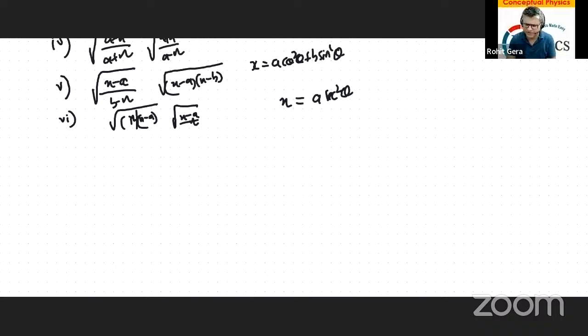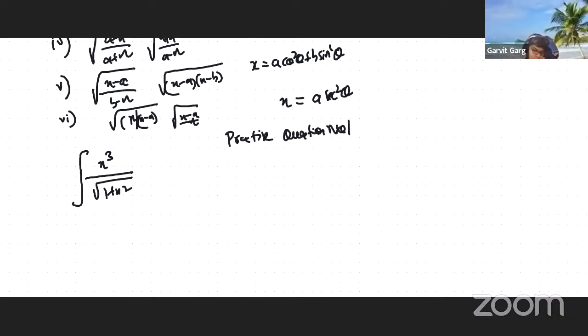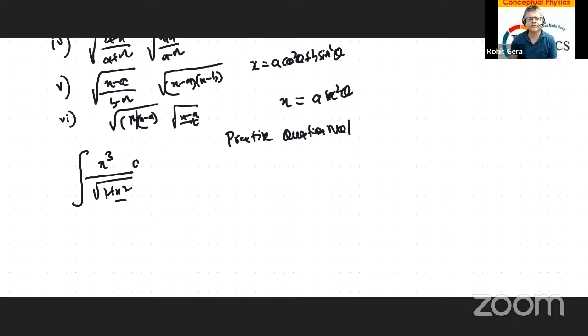Now, as an example, you have to do an integration of x cube upon under root of 1 plus x square. You have to integrate this. Now, I know this is basically 1 plus tan square theta. So I write x is equal to, since it is 1, I just write 1. x is equal to tan theta, so dx is equal to secant squared theta d theta.